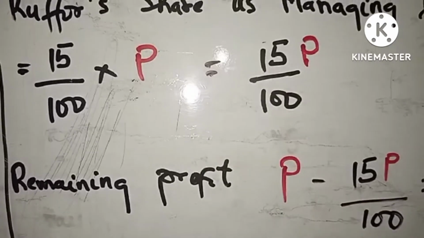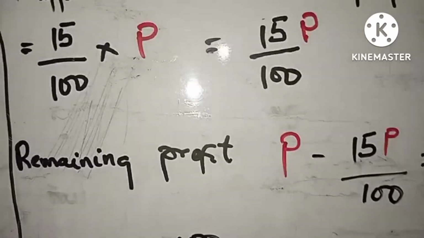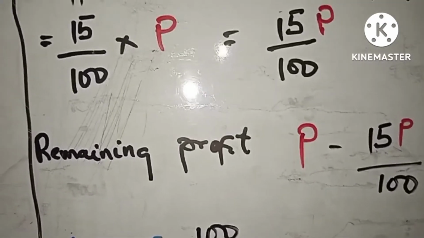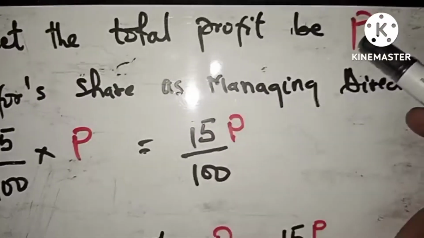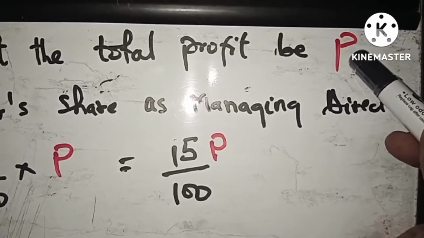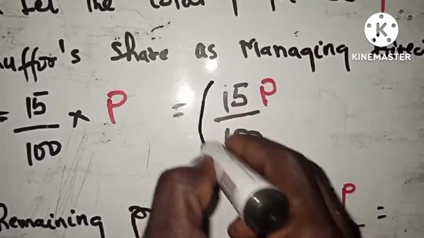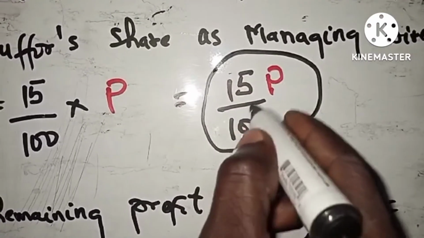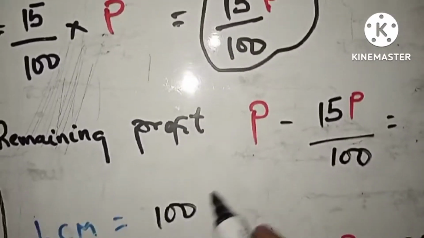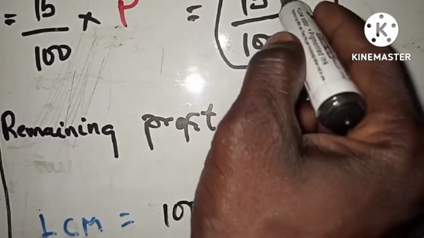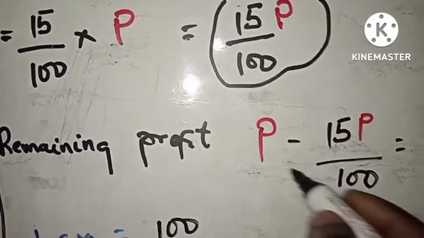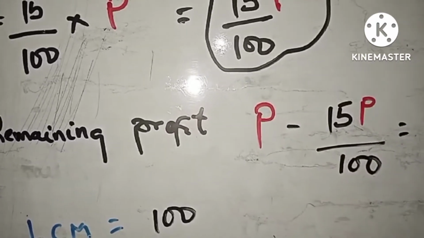Okay, now what will be the remaining profit? Remember, if P is the total profit that they are sharing, you are taking this portion as well, your managing director share. So if you take this portion, what will be the remaining? That should be P minus whatever you've taken, so P minus 15P divided by 100.